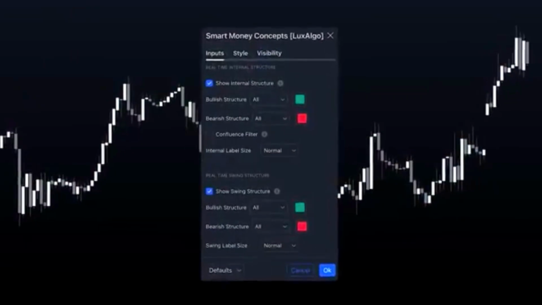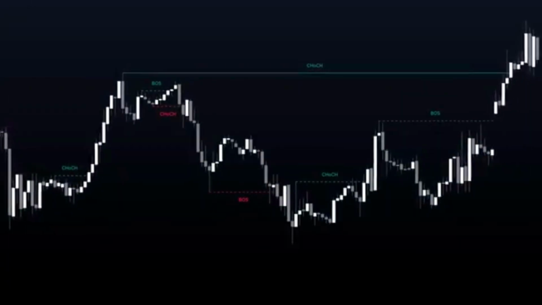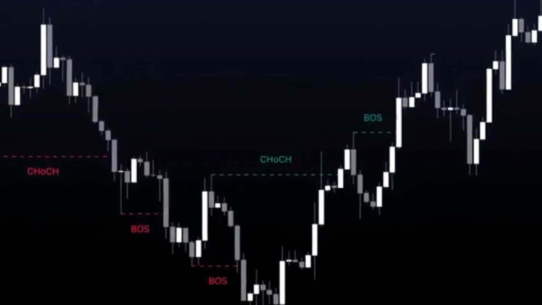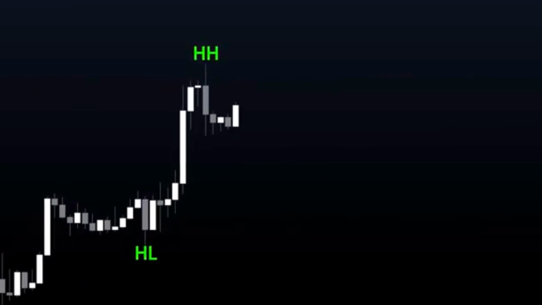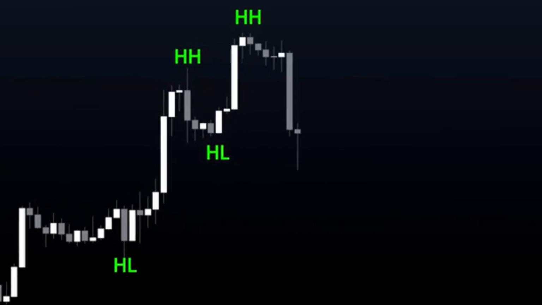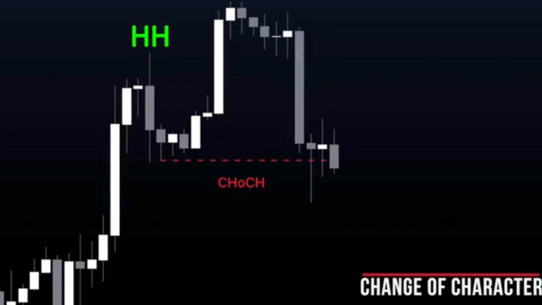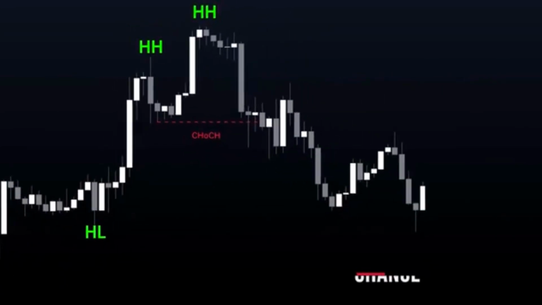At the foundation of this indicator is market structure. Structure is used as an easy way to detect trend changes and validate existing ones using price action. In an uptrend, the market makes higher highs and higher lows, but if a higher low point is broken, a red CHoCH label, which stands for change of character, is plotted, and this tells us the market direction has changed.